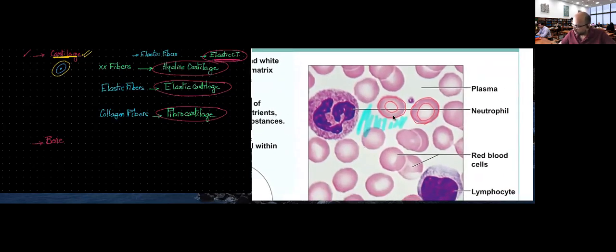What do I see in here? Cells don't have a nucleus. So the red blood cells do not have a nucleus. They look like a donut here. They have a dark periphery and pale center.